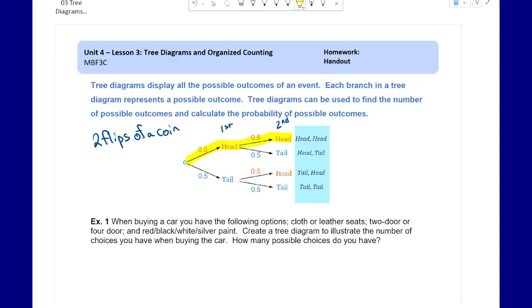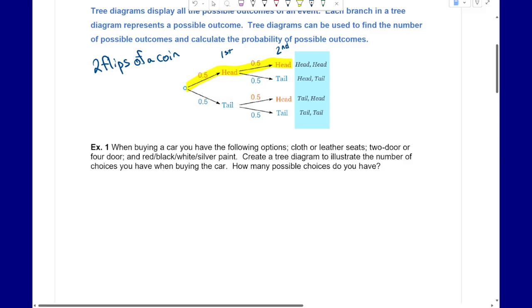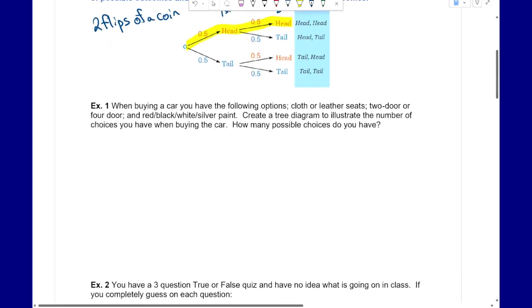So for example, when buying a car, you have the following options: cloth or leather seats, two-door or four-door, and red, black, white, or silver paint. We want to draw a tree diagram to illustrate the number of choices we have when buying the car and how many possible choices we have.